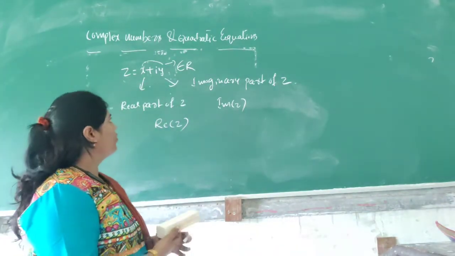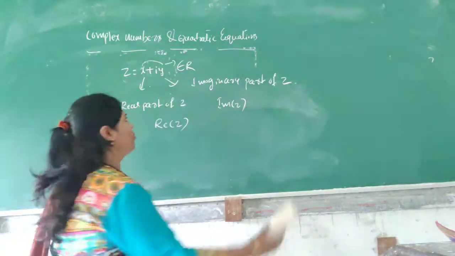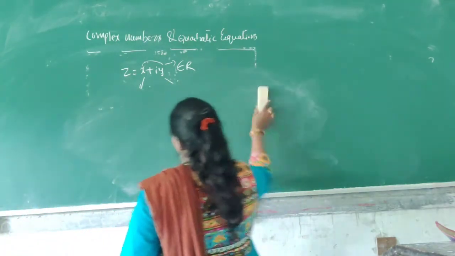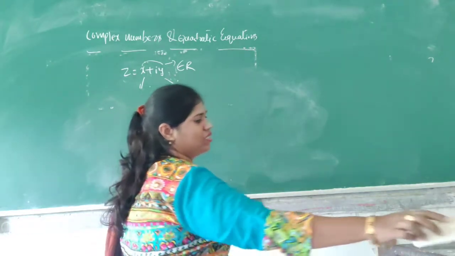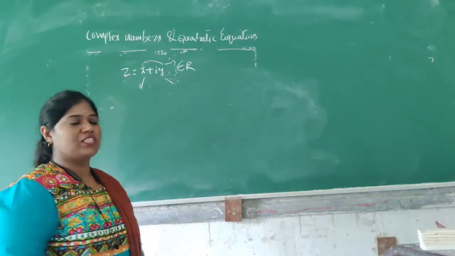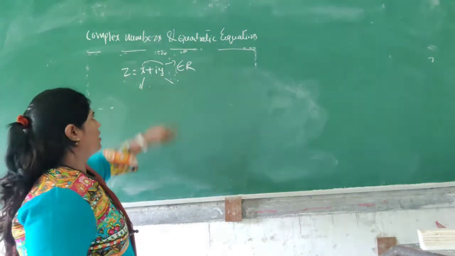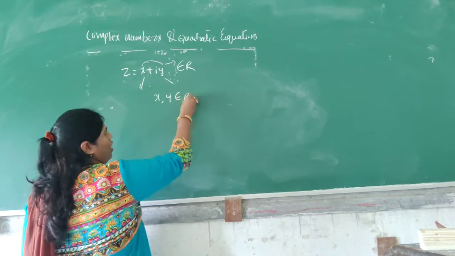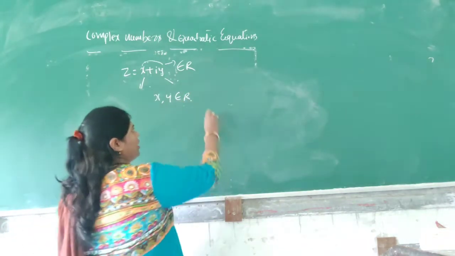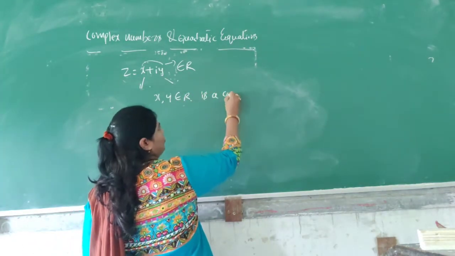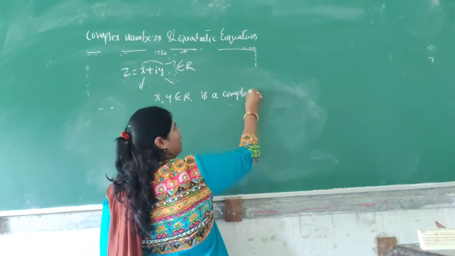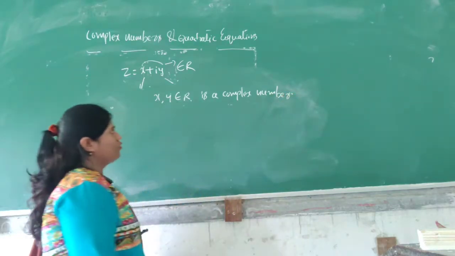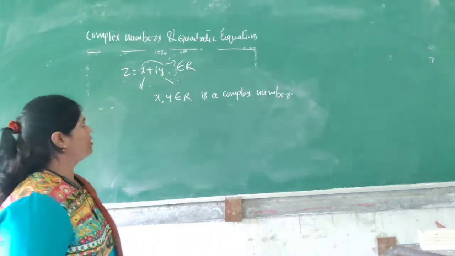Next, we will go through the modulus of a complex number. What is the complex number definition? z is equal to x plus iy, where x and y belong to R, is a complex number.